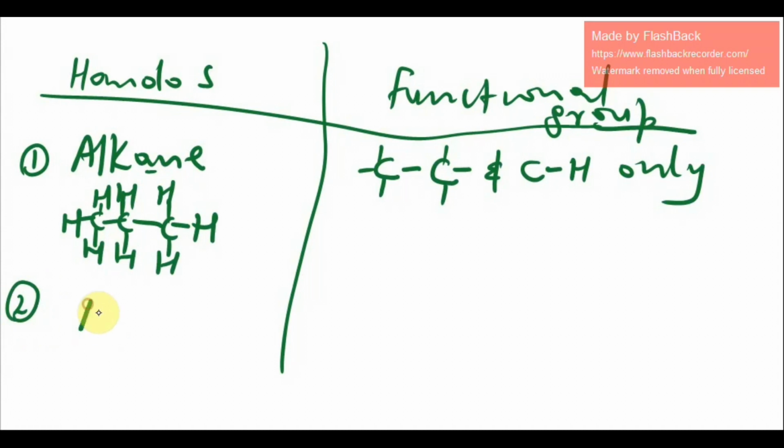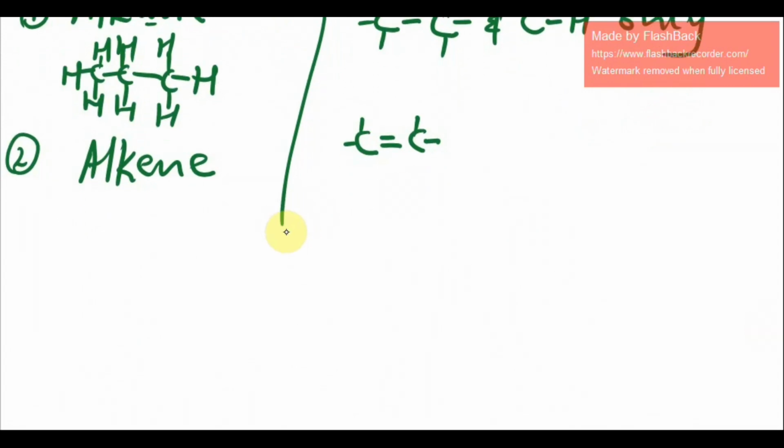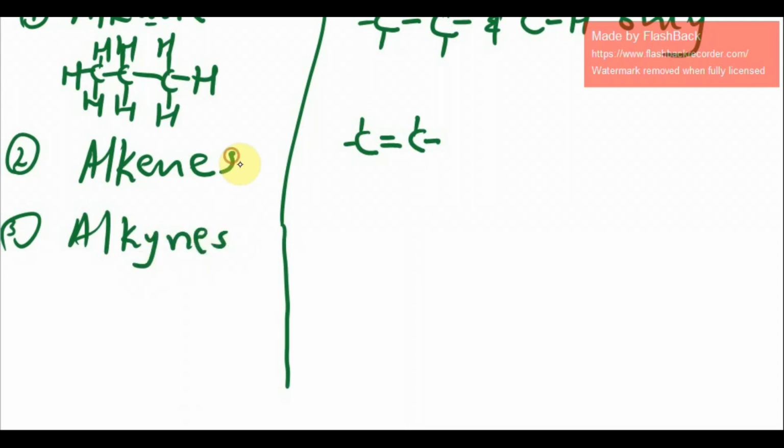Then number 2, we have alkenes. Alkenes will have a double bond between carbon atoms. Once you see a double bond between carbon atoms, you must know that that is an alkene. Number 3, we have alkynes. Alkynes have a triple bond between carbon atoms.